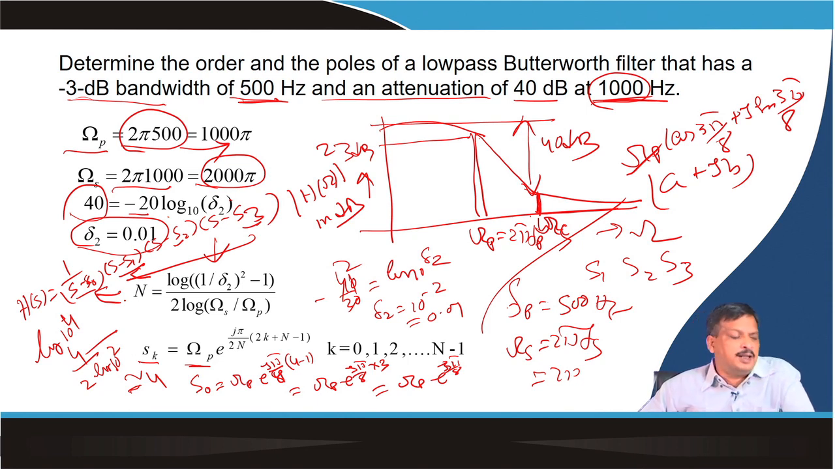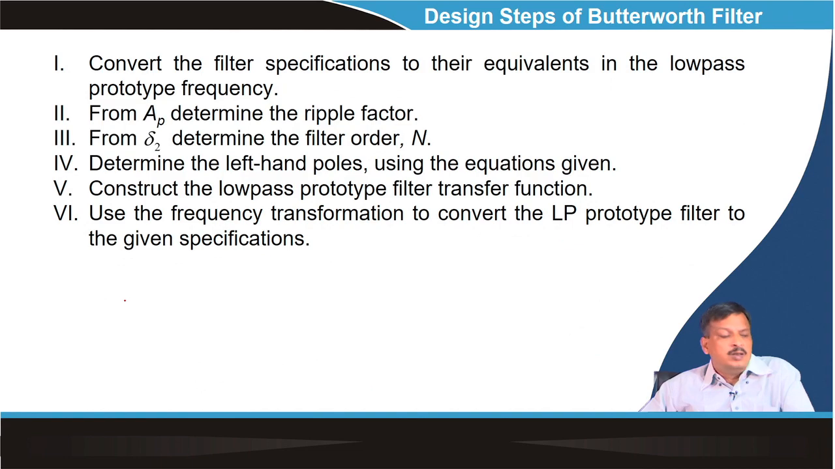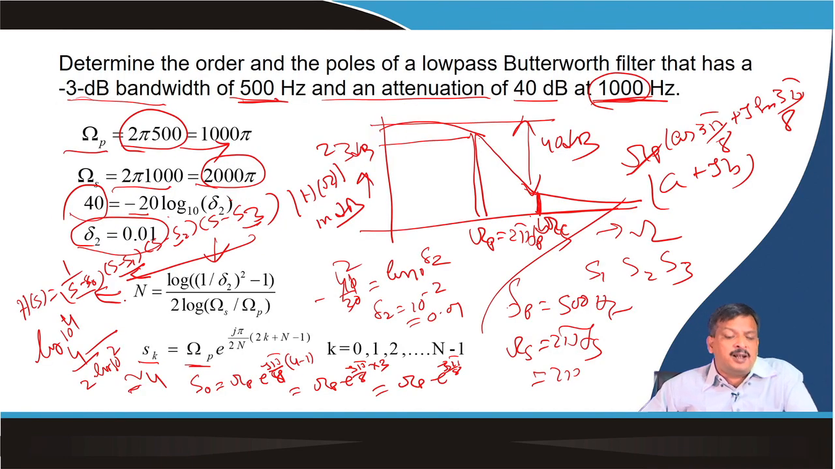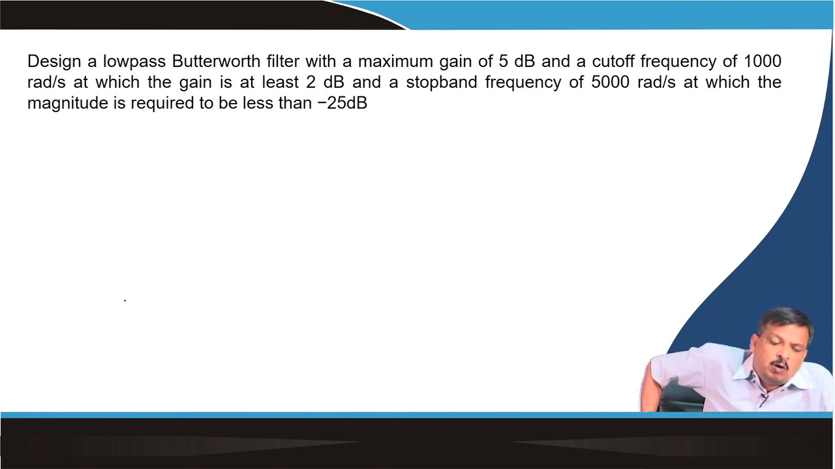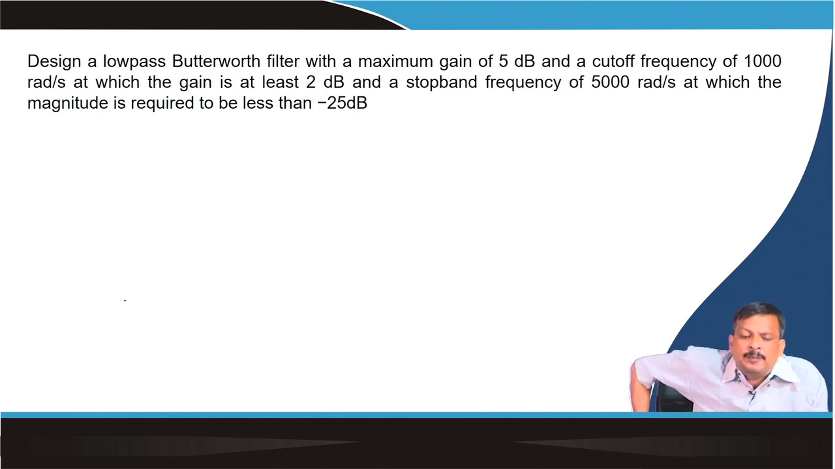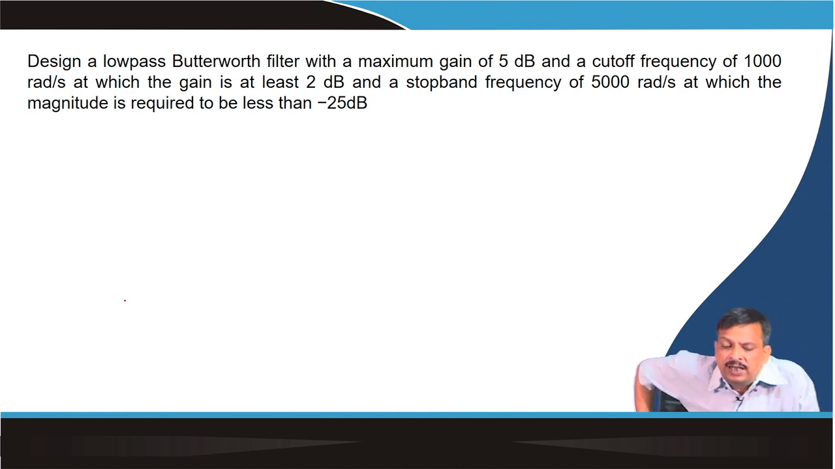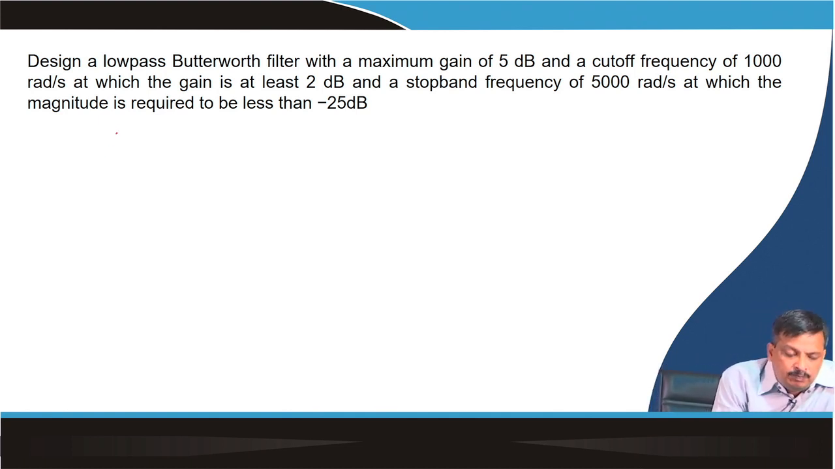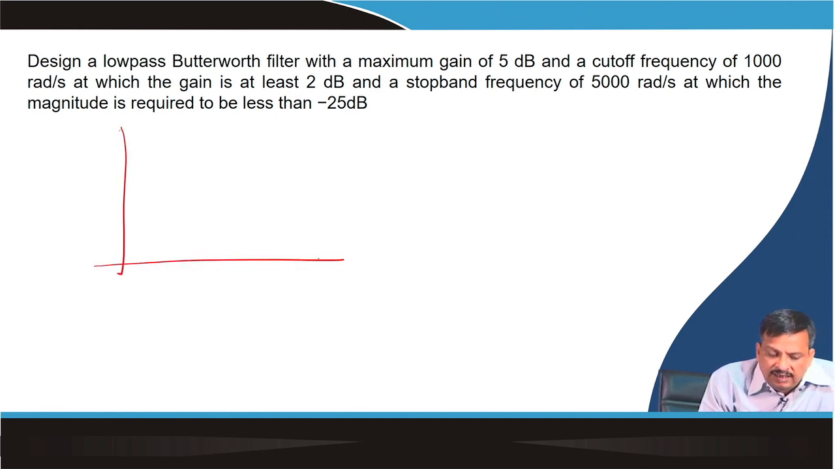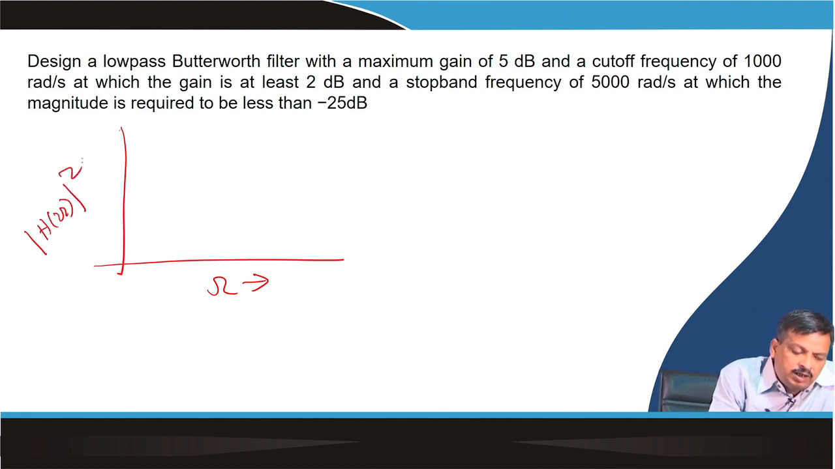Let us say another example I give you. Example first I give, then I come to the steps. So, what is the example? Design a low pass Butterworth filter with a maximum gain of 5 dB, and a cutoff frequency of 1000 radian at which the gain is 2 dB. So, let us first draw the frequency response of the filter. This axis is omega, this axis is mod of H omega whole square in dB.